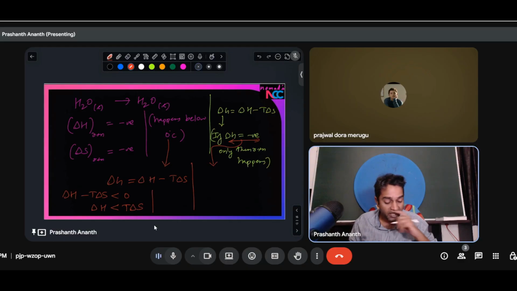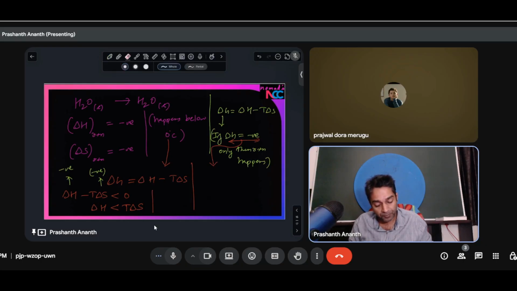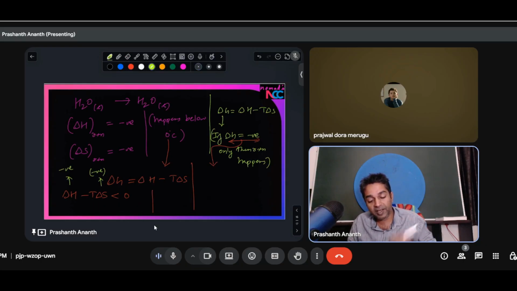Oh, but we are having negative values only. Okay, alright. So effectively in this particular case, delta H and delta S are both negative values. This is going to be a negative value over here, and this is also going to be a negative value. I want the net to be less than 0. If I want the net to be less than 0, what does that really indicate over here?